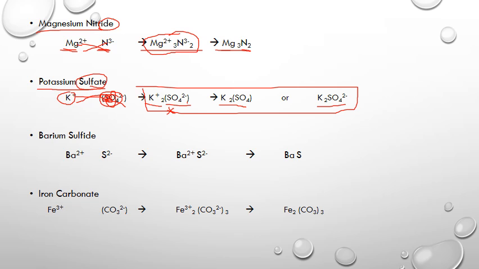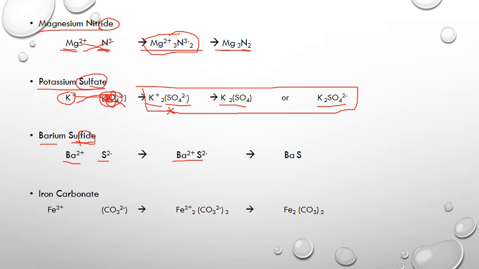Okay, next one is barium sulfide. So it's binary, so it's going to have barium and sulfur in it. Okay, barium's in the second column, it's 2 plus. Sulfur is in column 16, so it gets 2 minus. Okay, they have the same charges, so you don't have to crisscross. So it's going to be Ba2 plus, S2 minus.